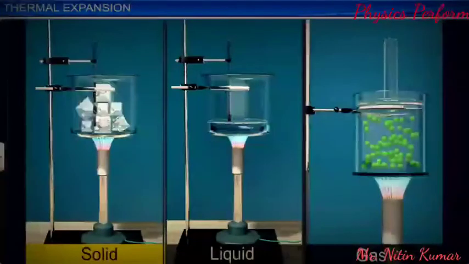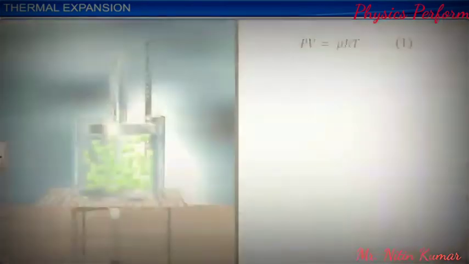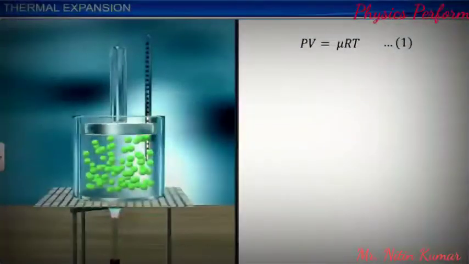When a solid, liquid and a gas are heated, the gas expands more than the solid and the liquid. For an ideal gas, PV is equal to mu RT. Let this be equation 1.